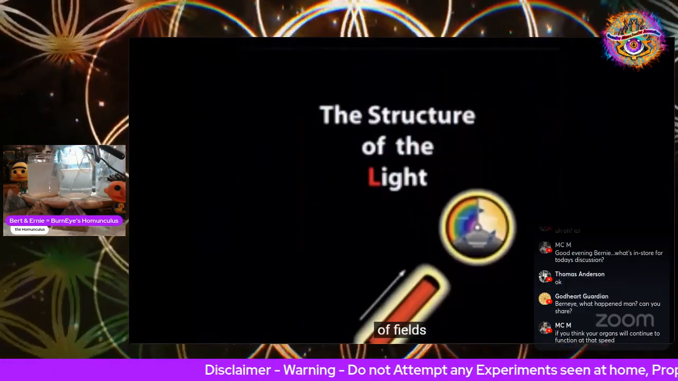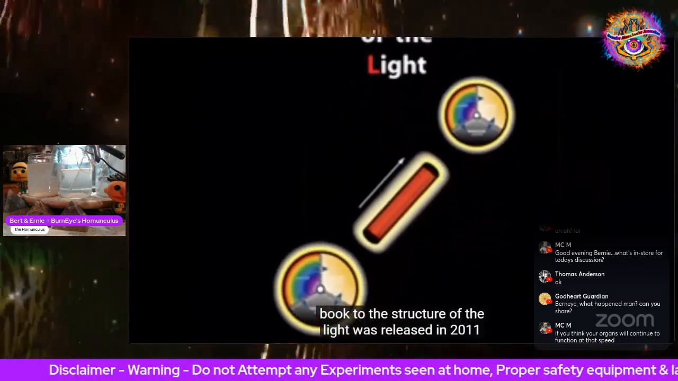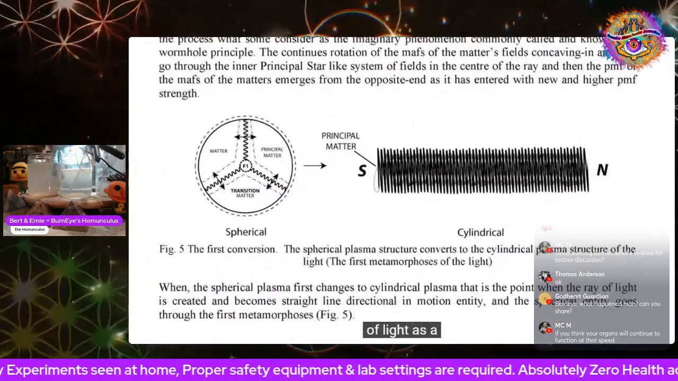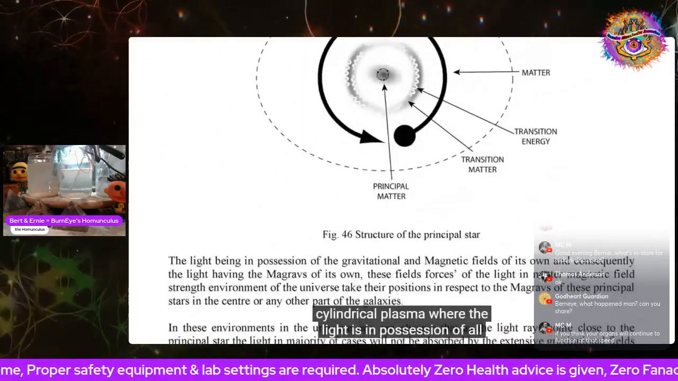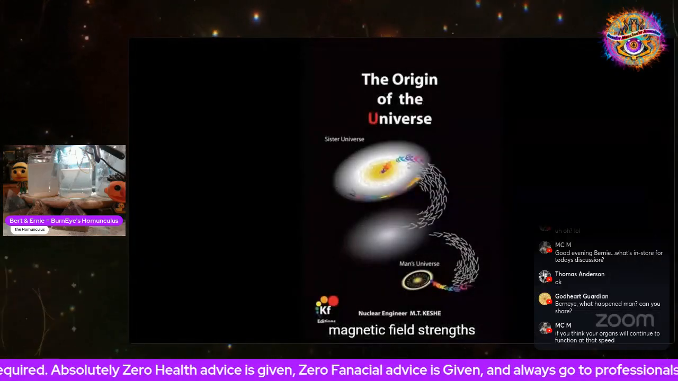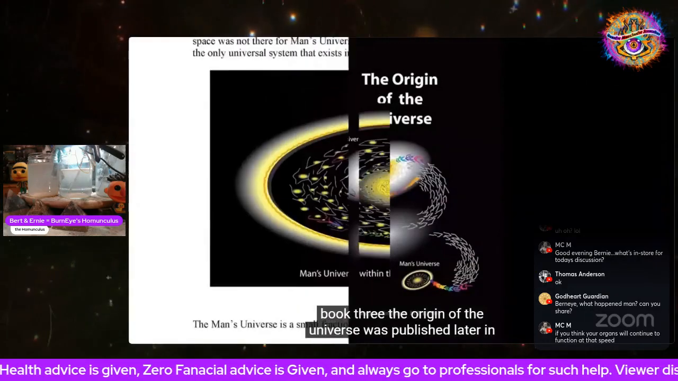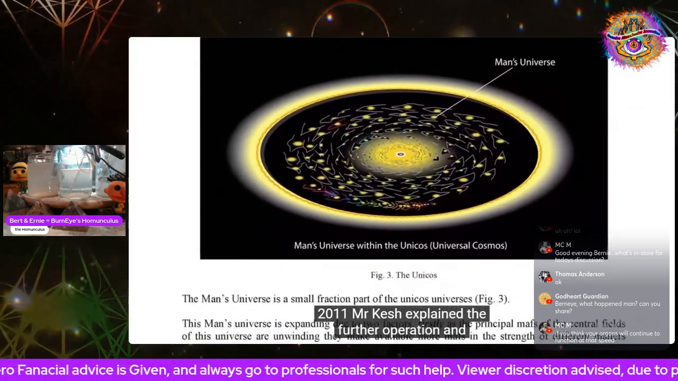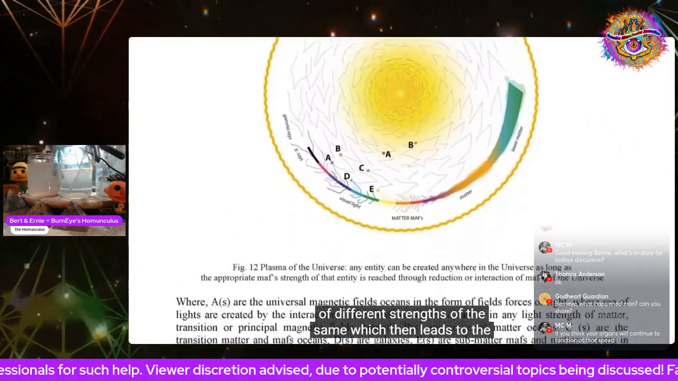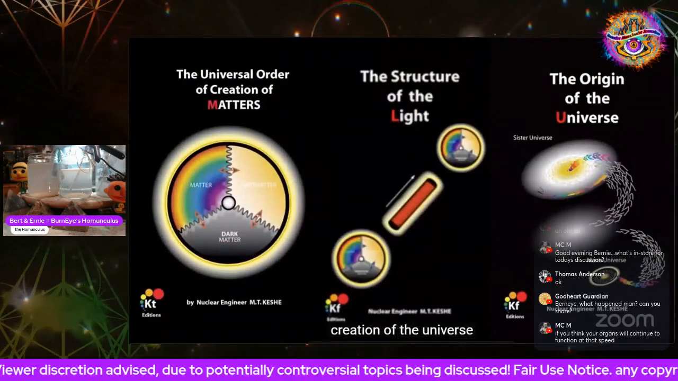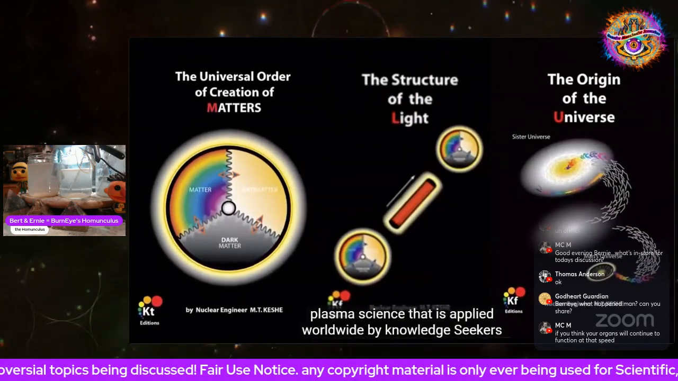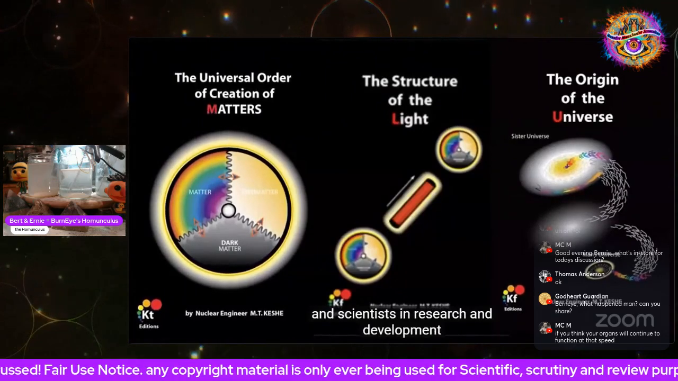Book 2, The Structure of the Light, was released in 2011. This book brought forward the understanding of the structure of light as a cylindrical plasma where the light is in possession of all magnetic field strengths. Book 3, The Origin of the Universe, was published later in 2011. Mr. Keshe explained the further operation and interaction of different strengths of the same fields, which then leads to the creation of the universe. These three books bring forward a much deeper understanding of the plasma science that is applied worldwide by knowledge seekers and scientists in spaceship research and development.